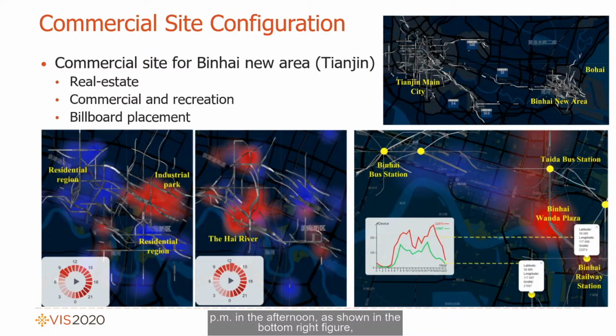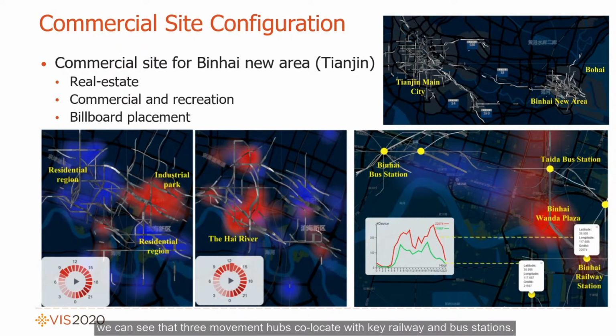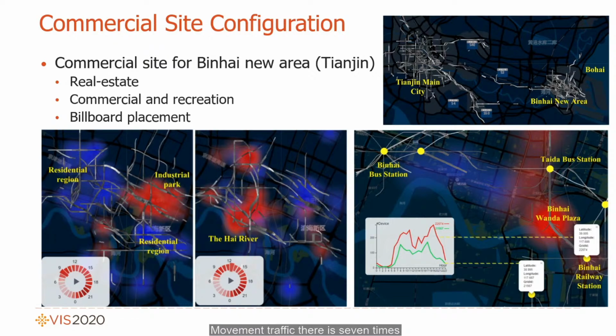Proceeding to 6 p.m. in the afternoon, as shown in the bottom right figure, we can see that 3 movement hubs are co-located with key railway and bus stations. Movement traffic there is several times higher than the surroundings in the afternoon. People are heading home, and tourists are going out of town from the stations. Placing billboards around these stations can draw the attention of a diversified population.